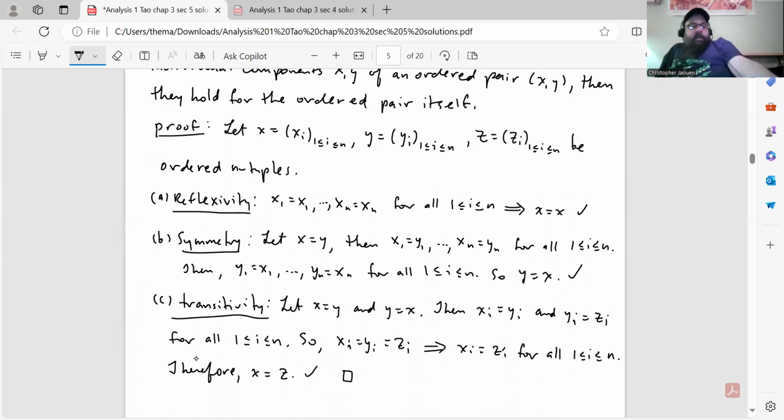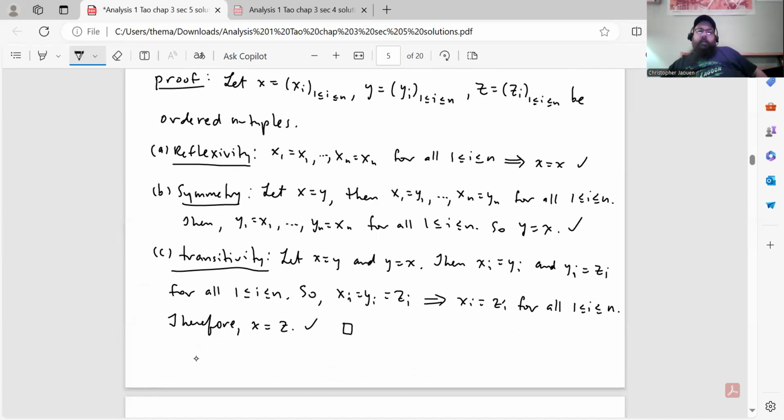All right, let's do them one at a time. So reflexivity first. x_1 equals x_1, dot dot dot, up to x_n equals x_n for all i from 1 through n implies that x equals x, so reflexivity is pretty straightforward. Symmetry, let x equal y, then x_1 equals y_1, dot dot dot, up to x_n equals y_n for all i from 1 to n. Then we could just use symmetry of equality of numbers. That means that y_1 equals x_1, dot dot dot, up to y_n equals x_n for all i from 1 to n. So that means that y equals x.